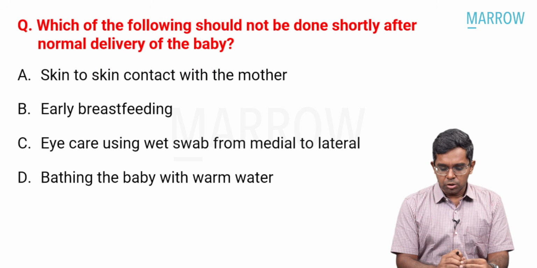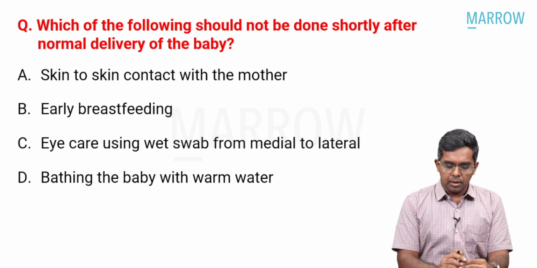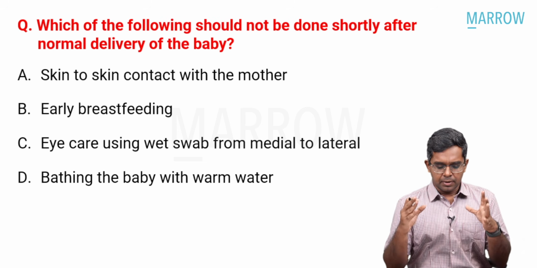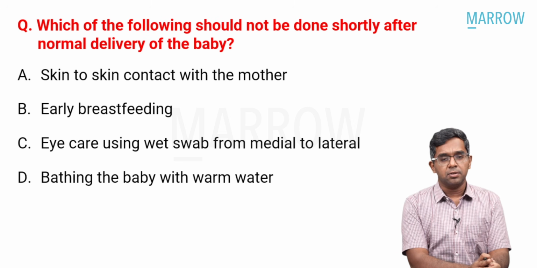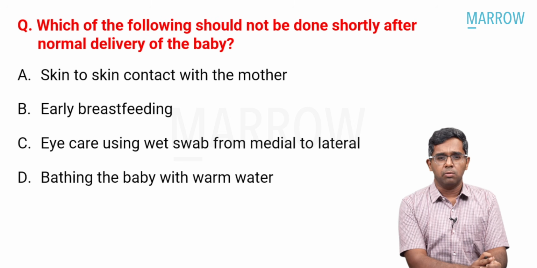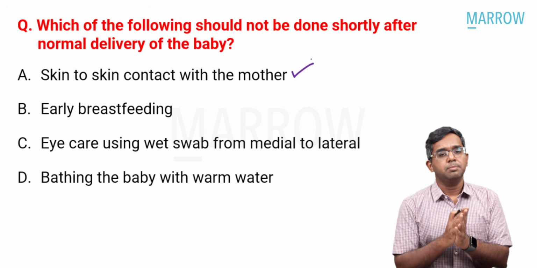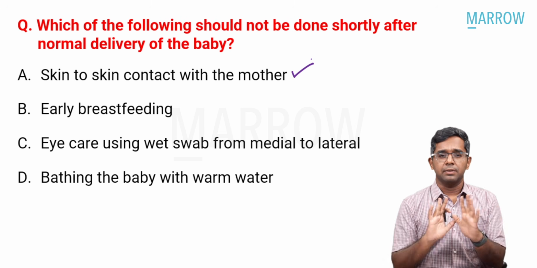Which of the following should not be done shortly after normal delivery of the baby? It is something related to essential or normal newborn care. Skin to skin contact with the mother, early breastfeeding, eye care using wet swab from medial to lateral, and bathing the baby with warm water. You know that skin to skin contact with the mother is always preferable to provide warmth to the baby. So, that is something which is definitely done.